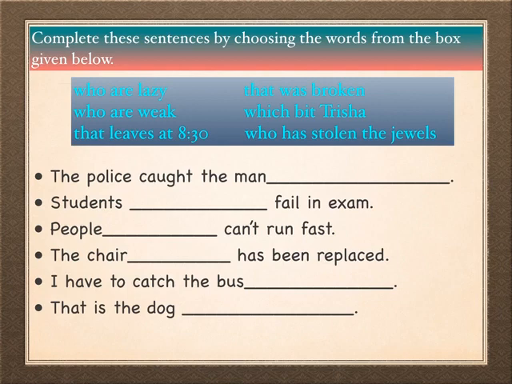The police caught the man dash. So here students, you need to remember that when we are talking about person or people, we have to use who, and when we are talking about non-living things and animal, we have to use which or that. So here the police caught the man who has stolen the jewels.